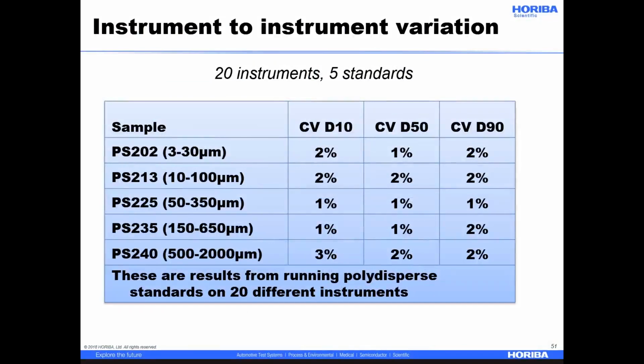A lot of our customers have multiple instruments, and so we've gone and tracked instrument-to-instrument variation. These are some glass bead materials with a range of sizes in the sample. You can get very good instrument variation on narrow size distribution samples like polystyrene standards. I felt this was more realistic to present, so that's what I'm doing. These are 20 instruments, 5 different standards. The worst case was D10 varied by about 3% on this 500 micron to 2 millimeter glass beads. Everything else, this is instrument to instrument. So you have one instrument in New Jersey and one instrument in California. You can expect them to have the same answer if you have the same sample and same method.